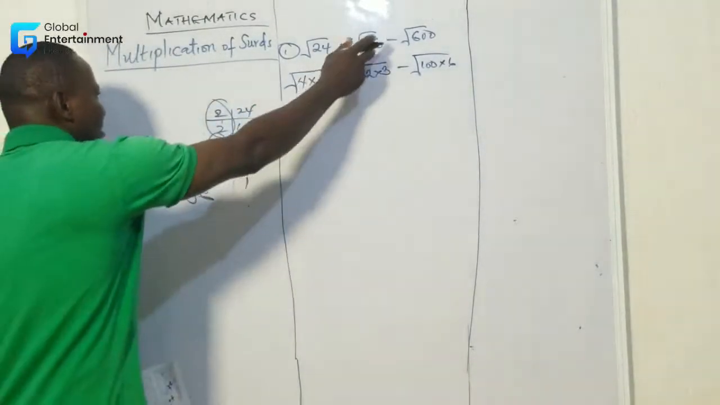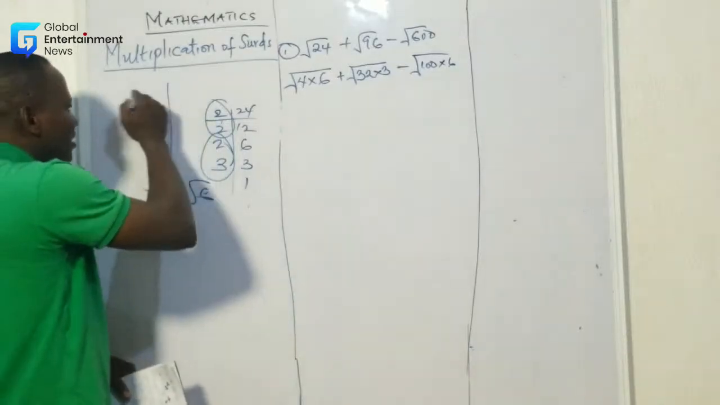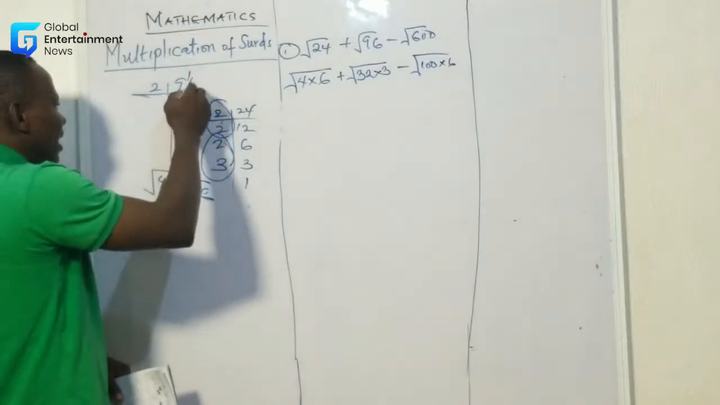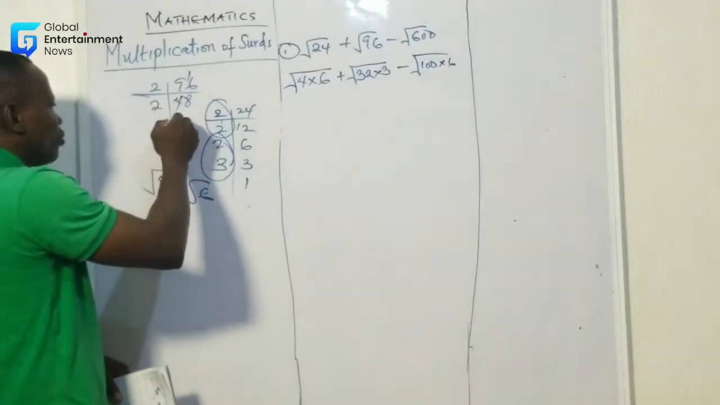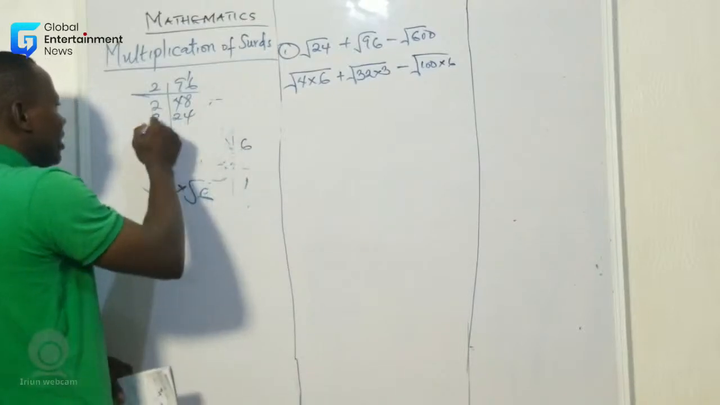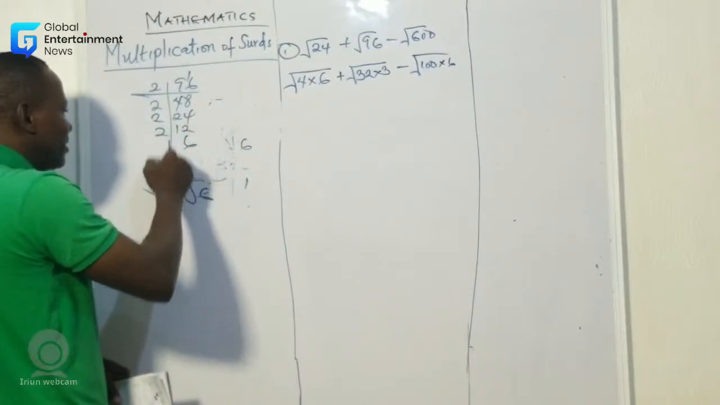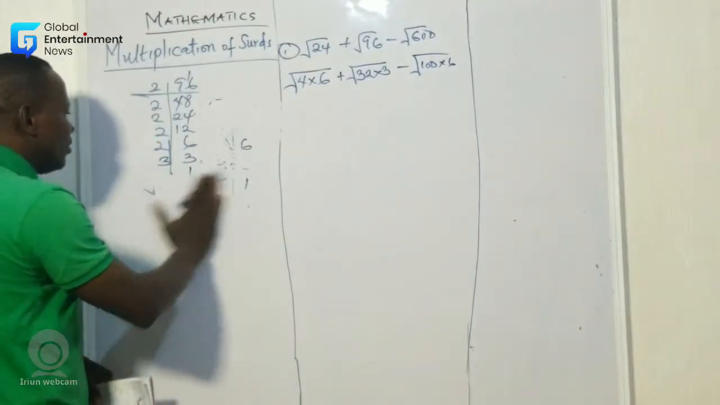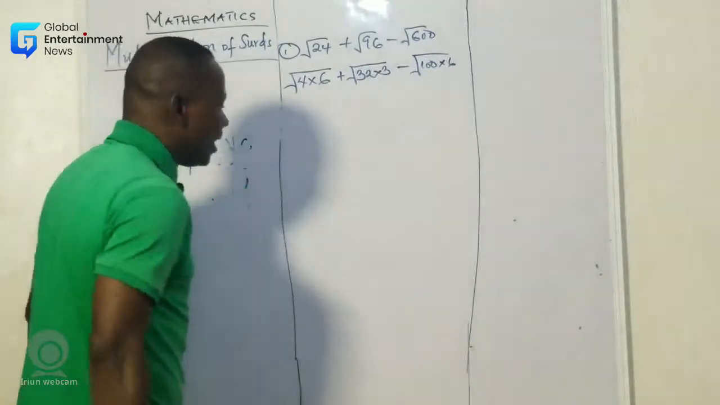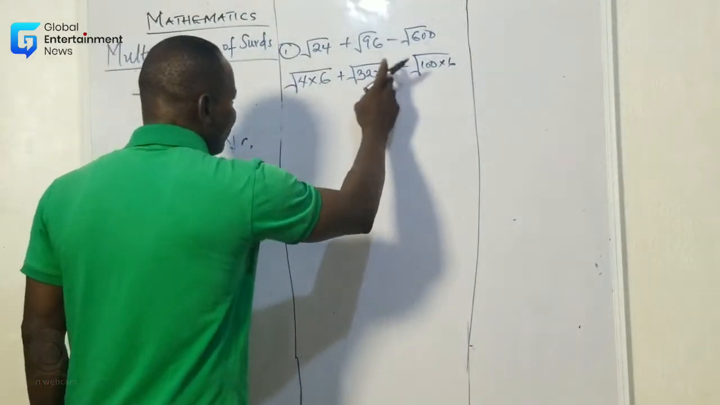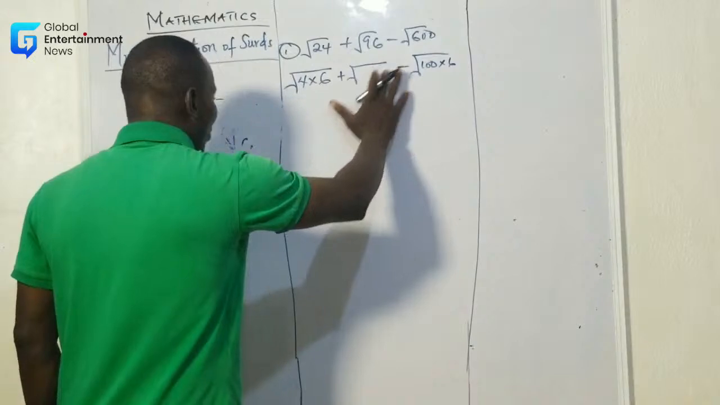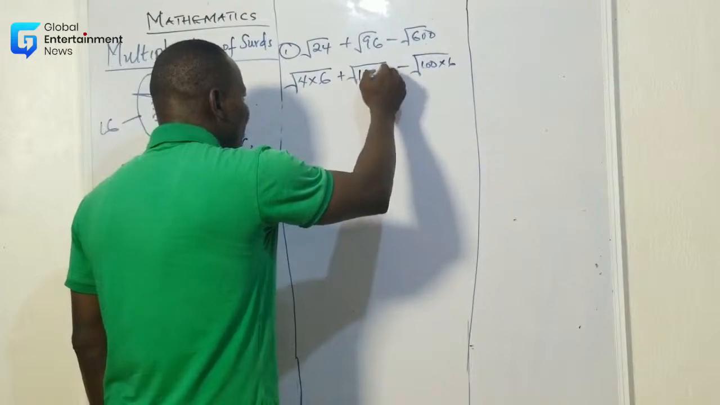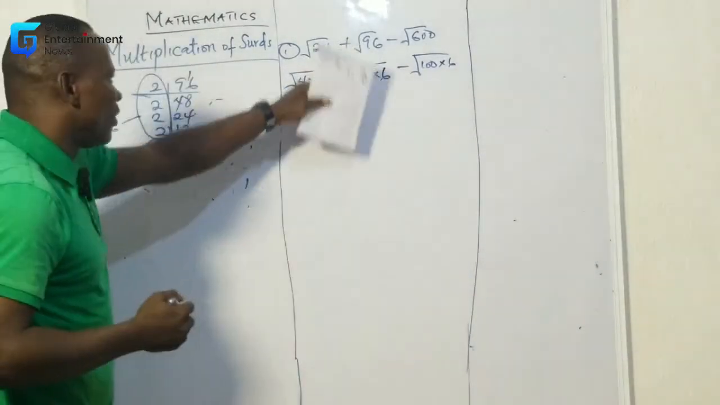Looking at this second one, let's see if we are going to get 6 as well. 96. 2 here we have 48, then 24, then 2 here we have 12, 2 here we have 6, and 2 here we have 3, 3 here we have 1. Looking at these, we have two irrational numbers, because we cannot find the perfect square of these two numbers. So we have 16 times 6, which gives us 96.